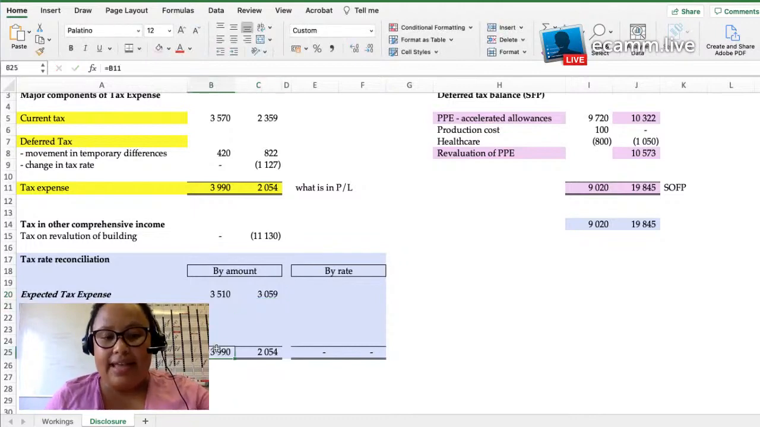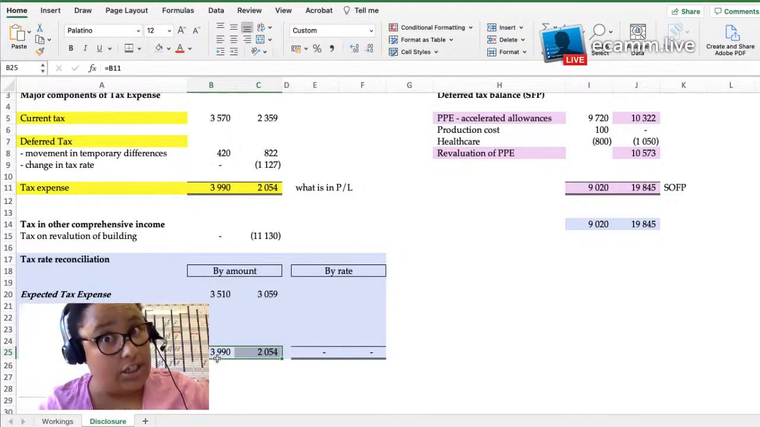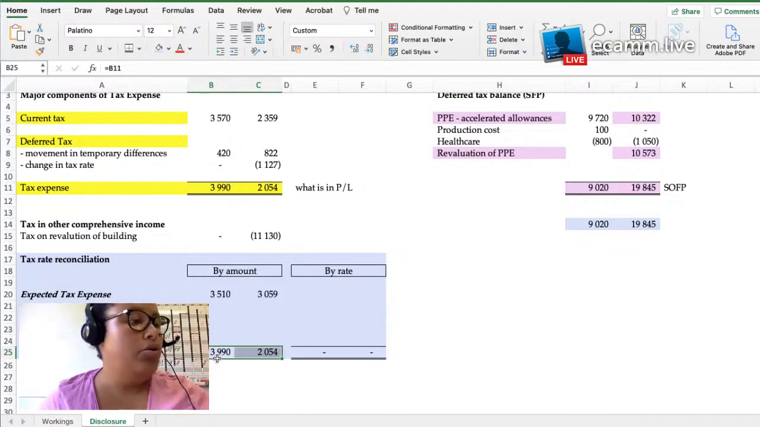Now, can you see that what we expect tax to be, versus what the tax expense actually is, is different, right? And so now we need to explain to the users of the financial statements why there is a difference between what we expect the tax to be and what the tax actually is. So let's think about what the differences were.